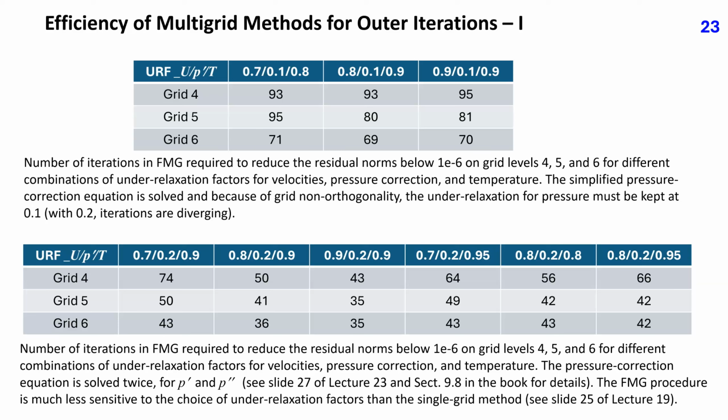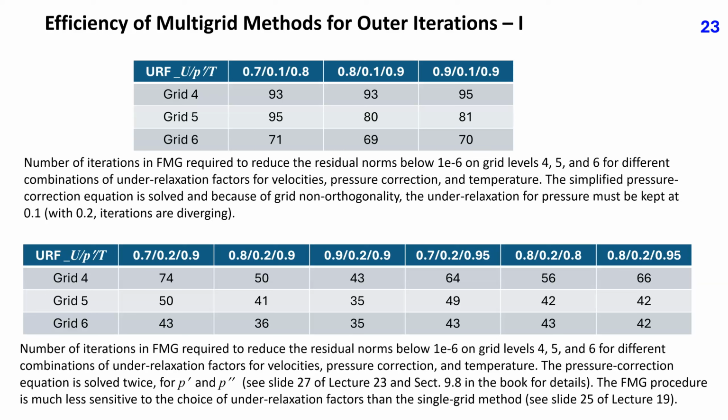Let us now see how the under-relaxation factors for velocities, pressure, and temperature affect the performance of full multigrid method. The first table shows the number of iterations in full multigrid method required to reduce the residual norms below 10 to minus 6 on grid levels 4, 5, and 6 for different combinations of under-relaxation factors for velocities, pressure, and temperature. The simplified pressure correction equation is solved once per outer iteration, and because of grid non-orthogonality, the under-relaxation for pressure must be kept low at 0.1 in all cases. With 0.2, iterations are diverging.